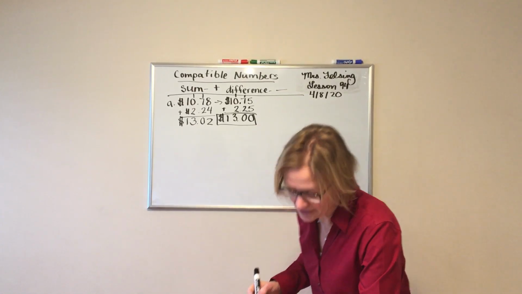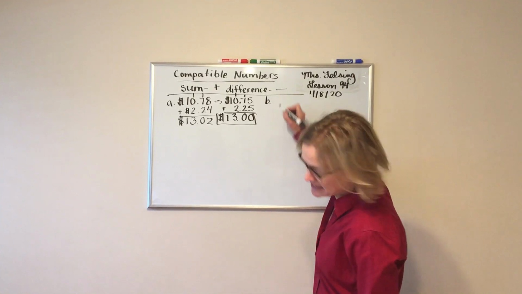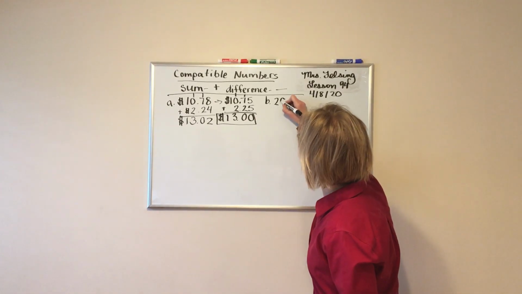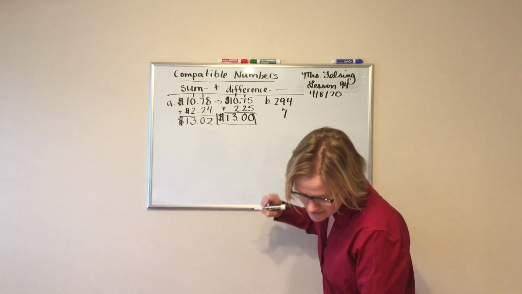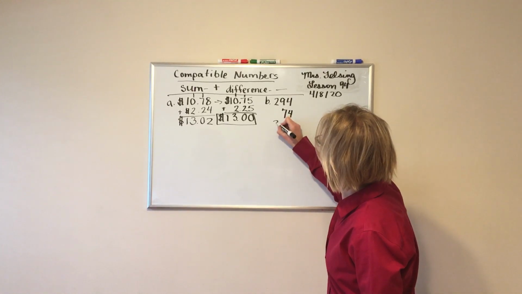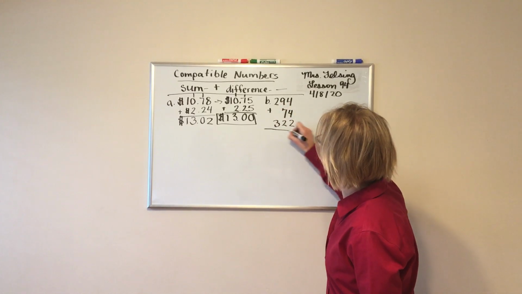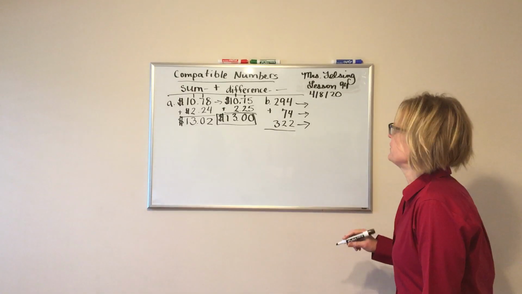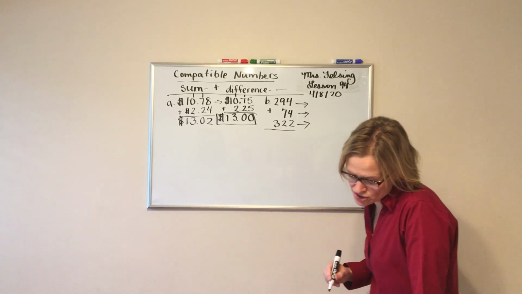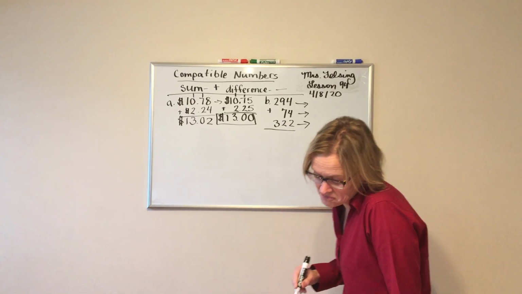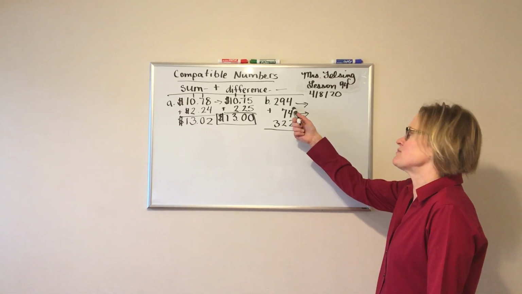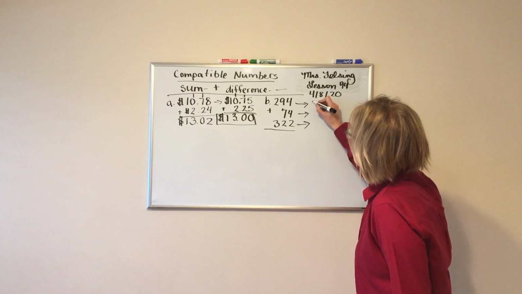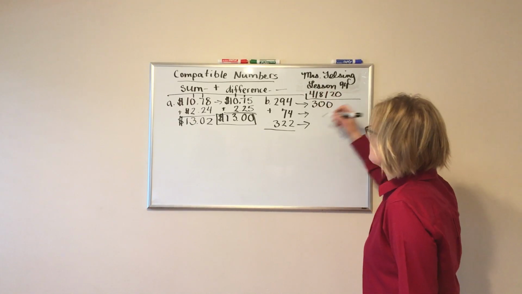Let's take a look at letter B. Letter B in example 1 on page 509 has 294 plus 74 plus 322. So let's take a look at that. Well, what could we change 294 to? Somebody would say, maybe we could change 294 to 295, but it might be easier just to change it to 300. That's only 6 off.